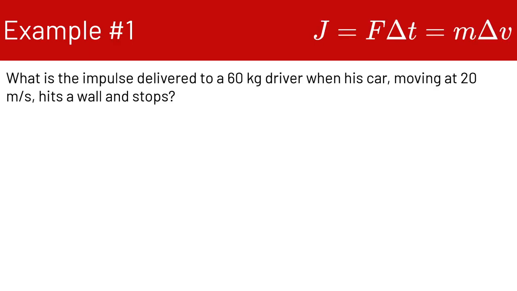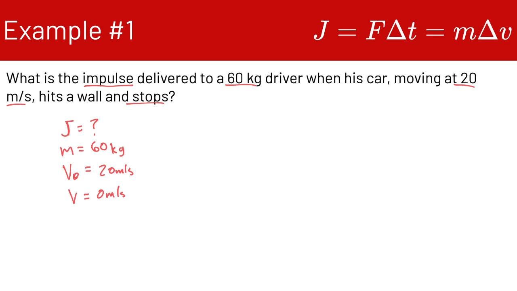All right, so let's look at a couple of examples here. We want to know, what is the impulse delivered to a 60-kilogram driver when his car, moving at 20 meters per second, hits a wall and stops? So we're looking for impulse. We know that the mass of the driver is 60 kilograms. He's originally moving at a velocity, so his initial velocity, v naught, is equal to 20 meters per second. His final velocity is equal to 0 meters per second.